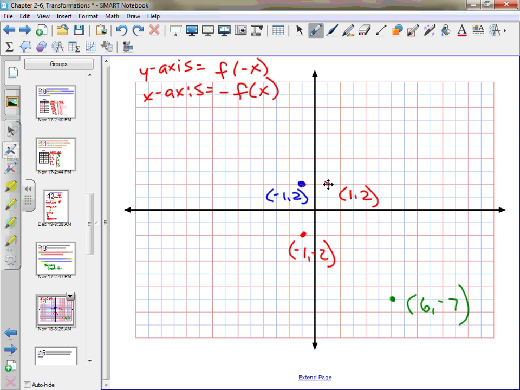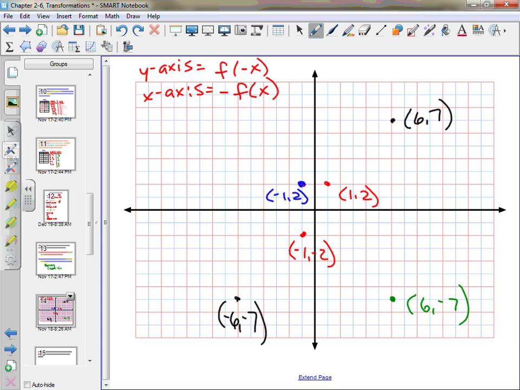Now how about the next one? (6, -7). If I am reflecting it over the x-axis, hamburger style, which one changes? Does the x or the y change? The y. So I'm still at 6, but I go up from here, positive 7, because the only one that changes is the y coordinate, right? Now, if I take this point (6, -7) and reflect it over the y-axis, hot dog style, which one changes? The x, because every place I see an x, I change it to the opposite sign. So that's going to be (-6, -7).